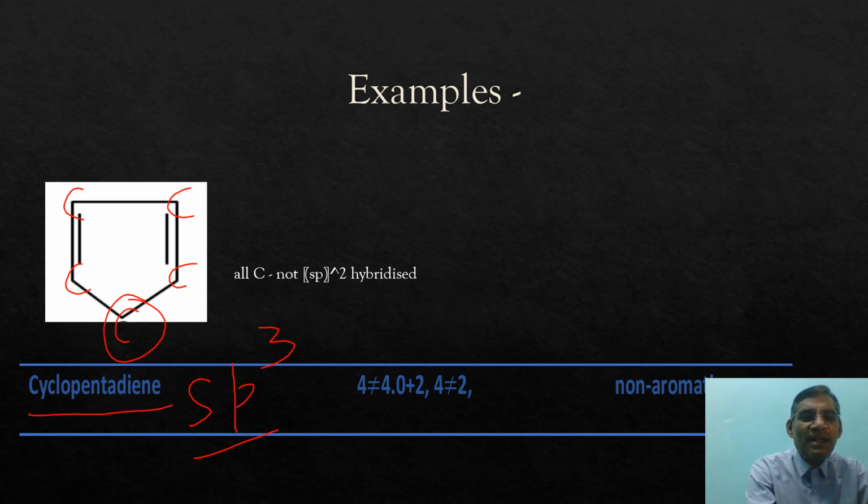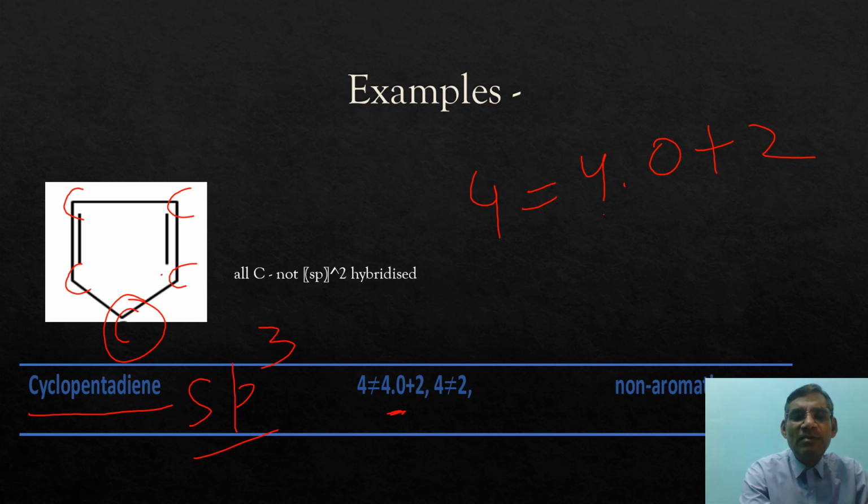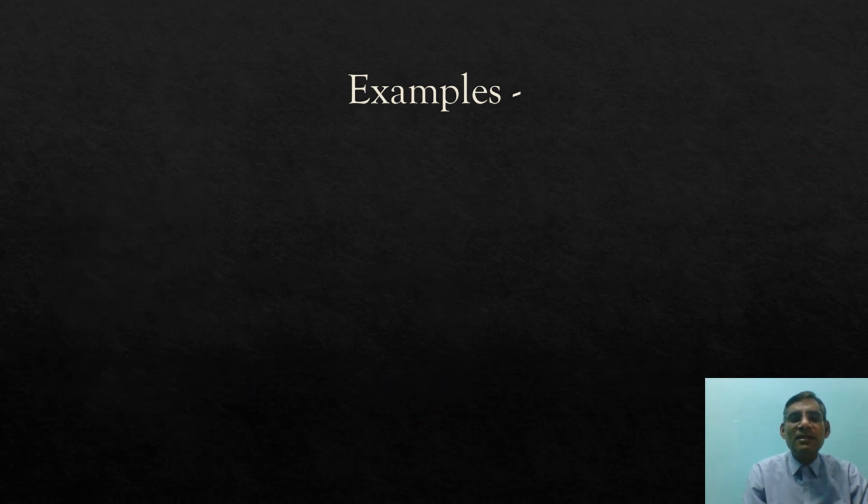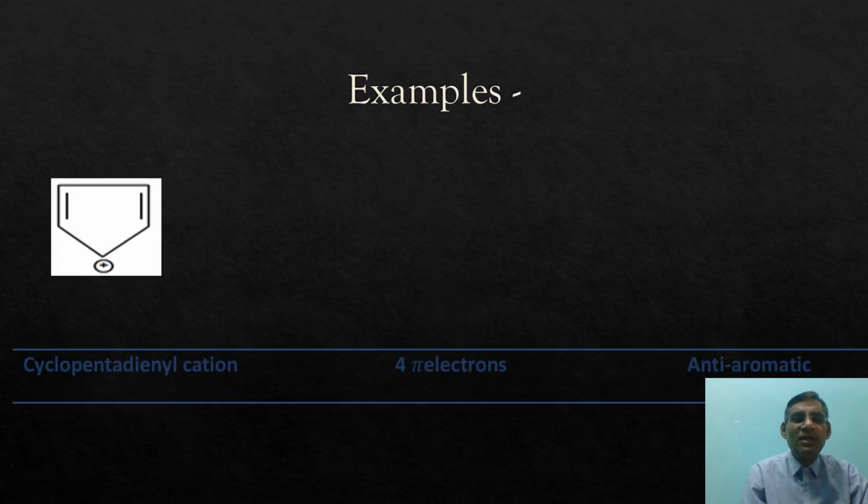It is cyclopentadiene. Pi electrons are 4. And since pi electrons are less than 6, n will be 0. So 4 is equal to 4 into 0 and then plus 2. Sorry, 4 into 0 will be 0. 0 plus 2 will be 2. So 2 can't be equal to 4. That is why Hückel's rule is not followed here. So that is why it is neither aromatic nor anti-aromatic. It will be non-aromatic.